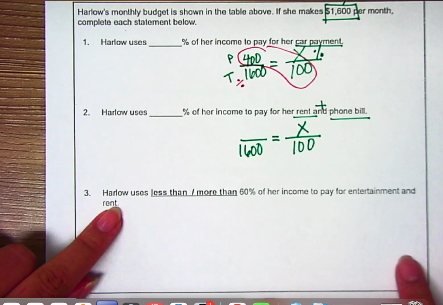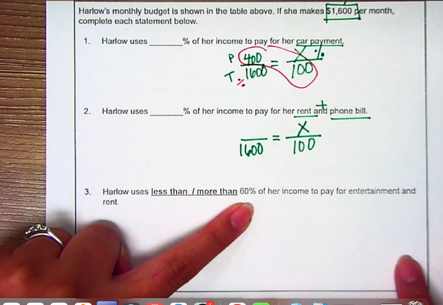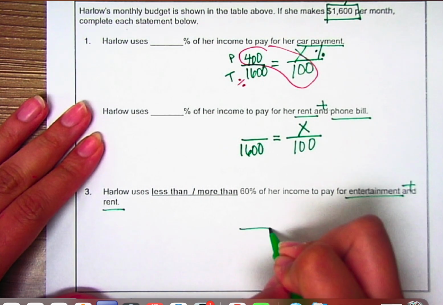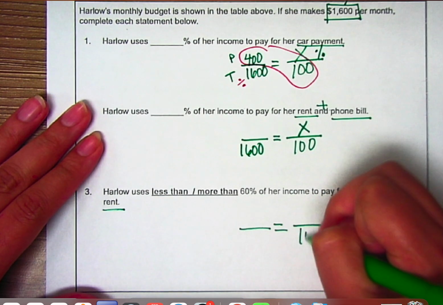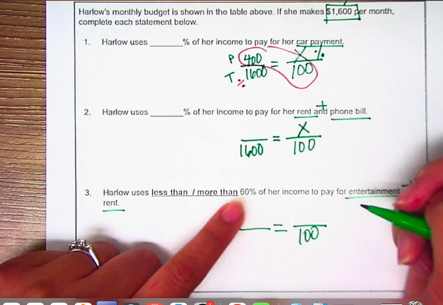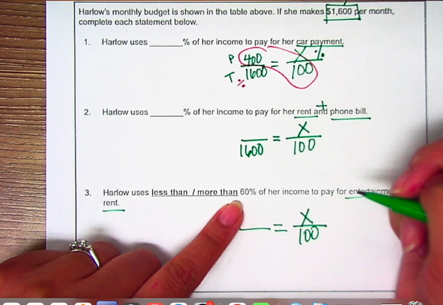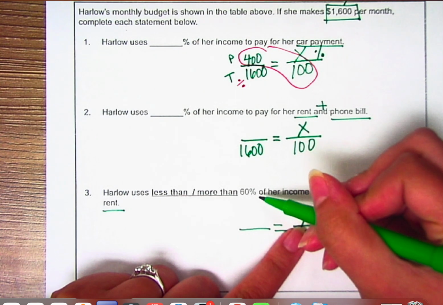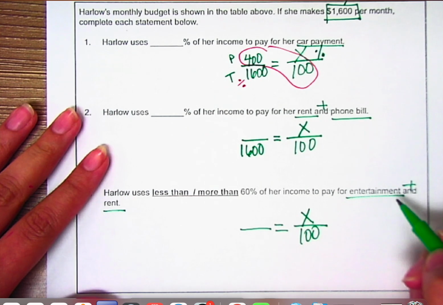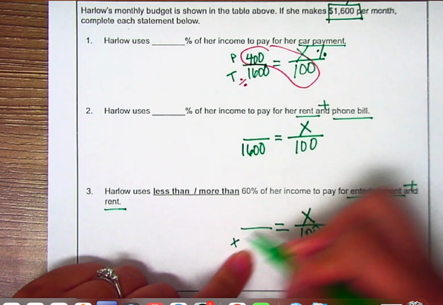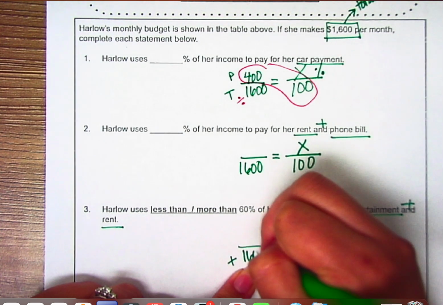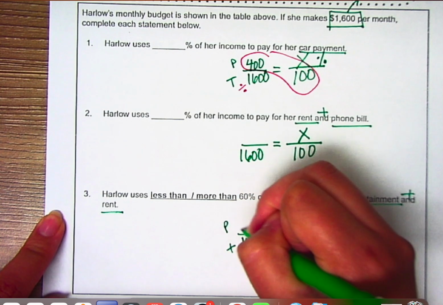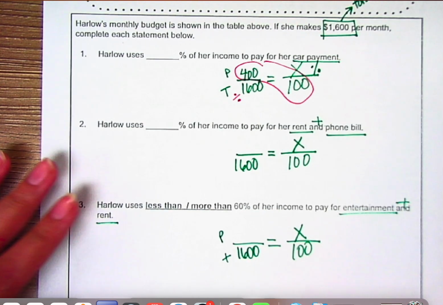Number 3, Harlow uses less than or more than 60% of her income to pay for entertainment and rent. So you're still doing your percent proportion. This is 100. So the 60%, we're looking for our percentage, okay? We'll find out what X is, either going to be more than 60% or less than 60%. That's what we're figuring out. Our total is going to be the 1,600, and you need to add entertainment and rent, and you're going to put it on top here where your part is. Okay, then you're going to cross multiply and divide.